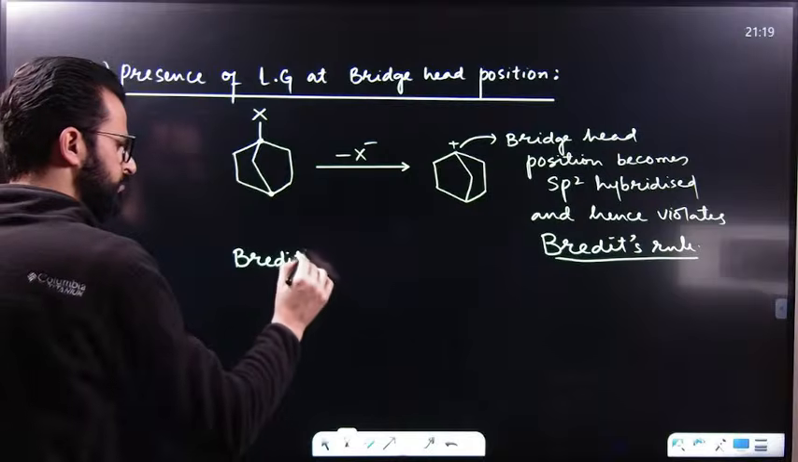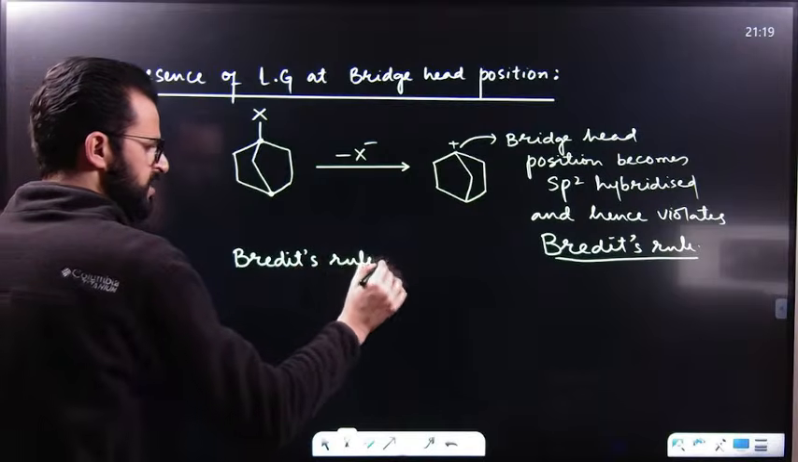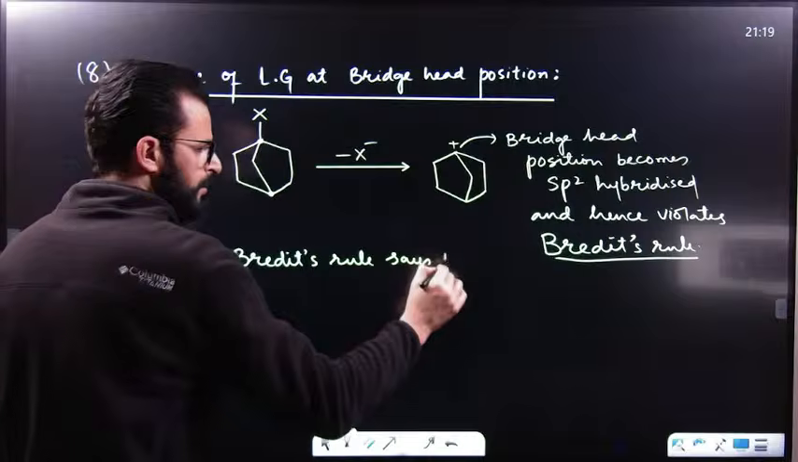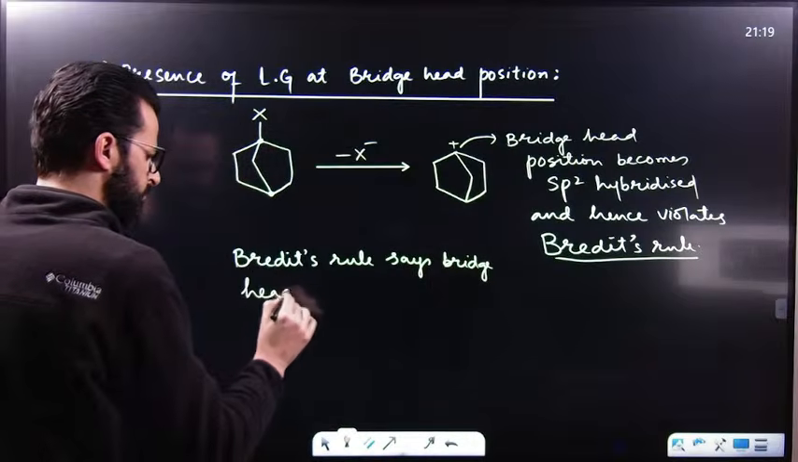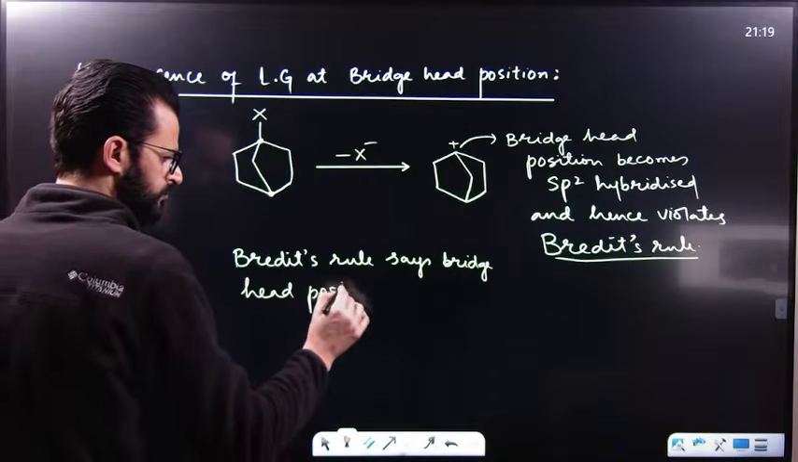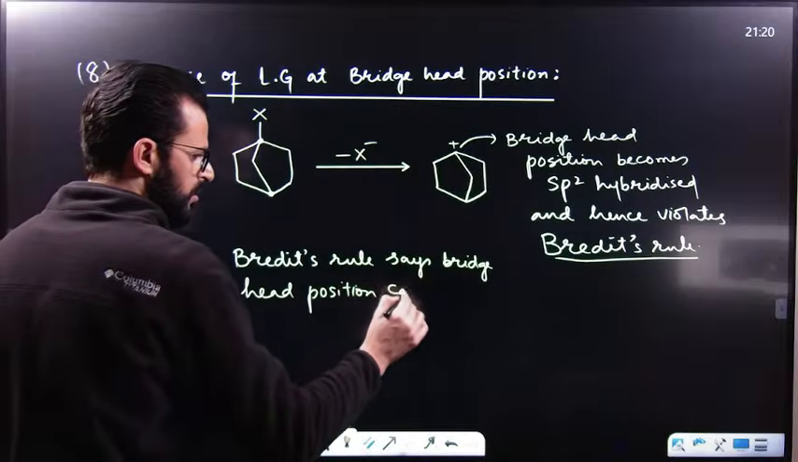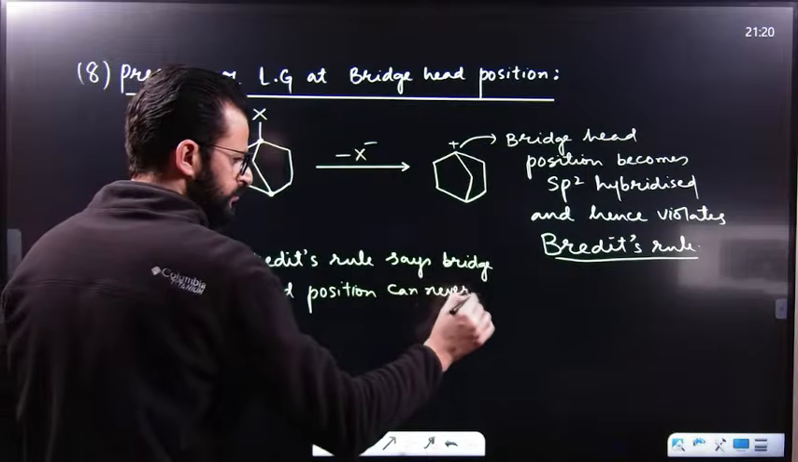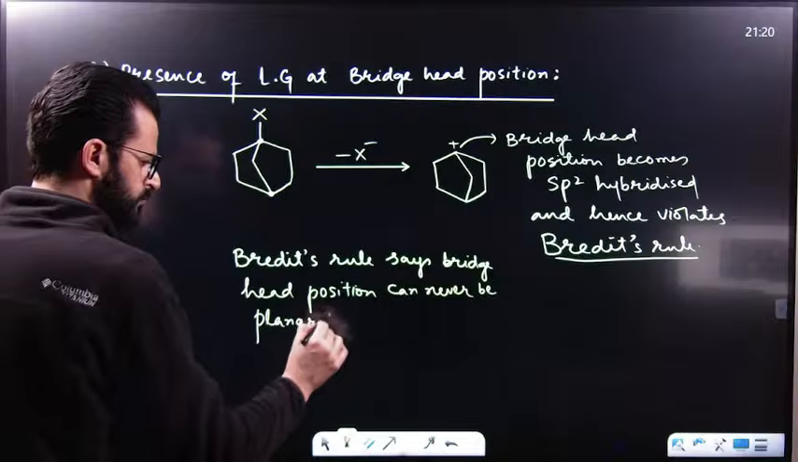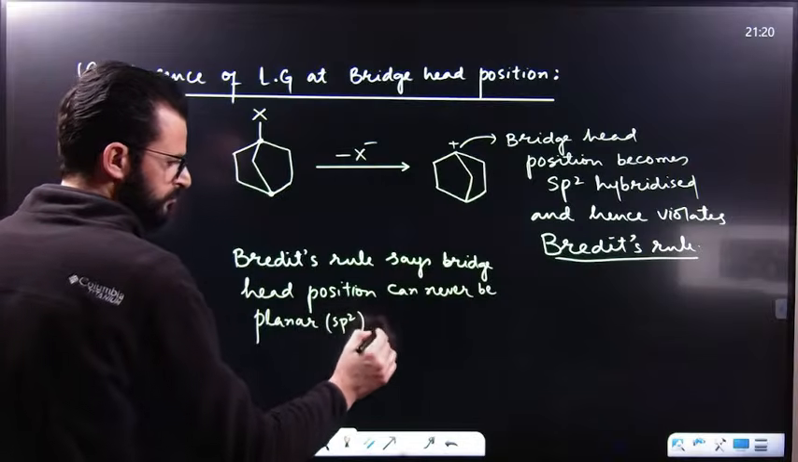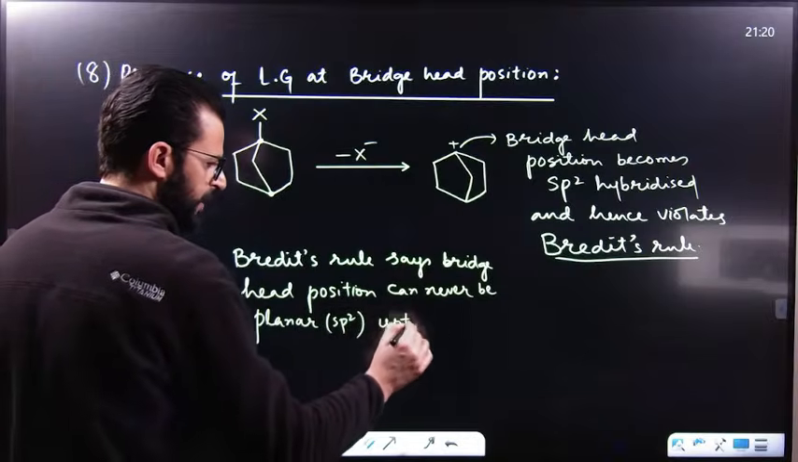Bredt's rule says the bridgehead position can never be planar up to 8-membered rings.